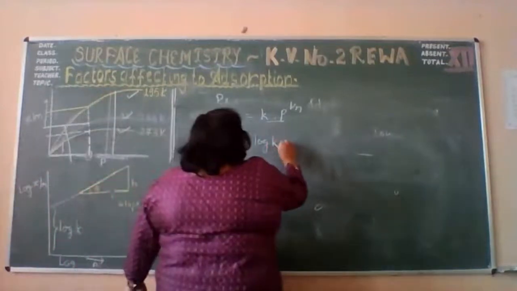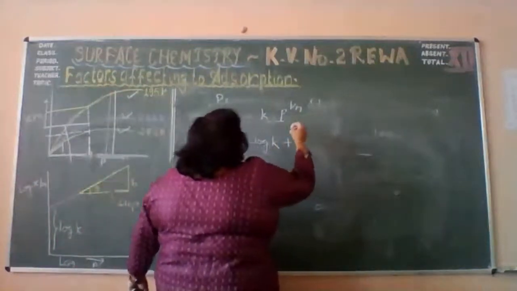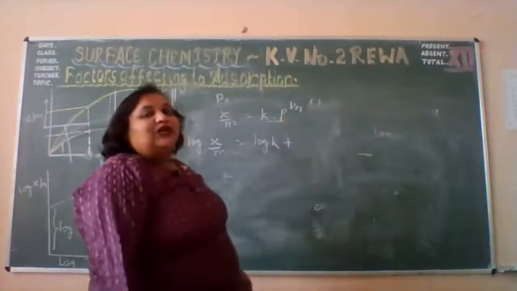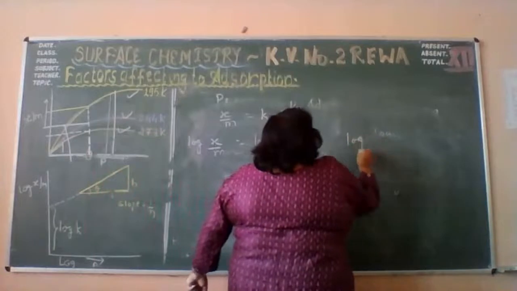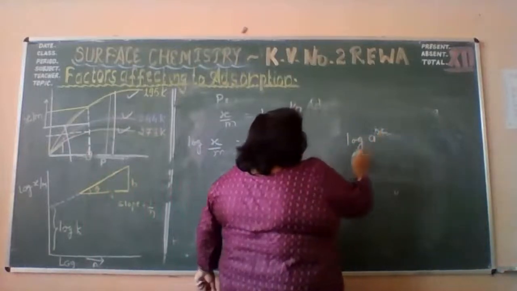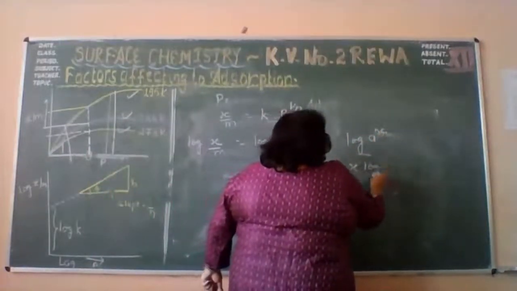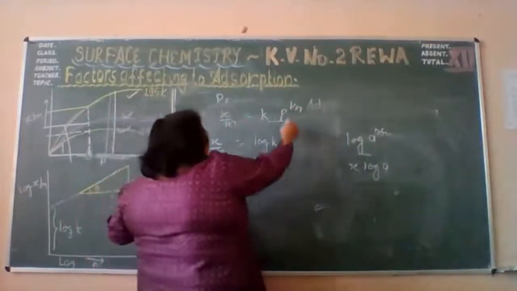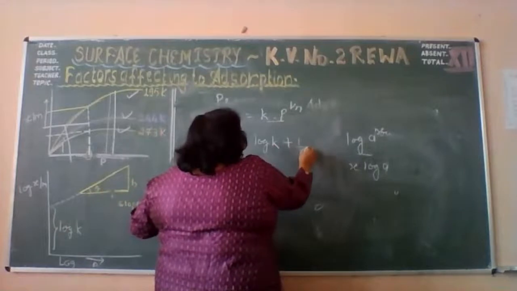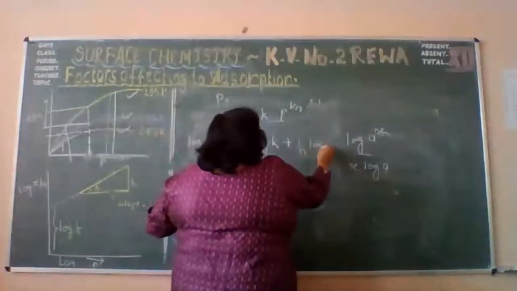Recall the kinetics a little. Now, one more formula, I think I taught you for this, log of a to the power x. This was x log a, and this you have to apply here. Now, this will be equal to 1 by n log of P.